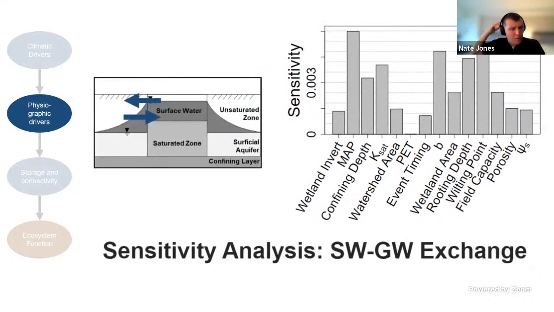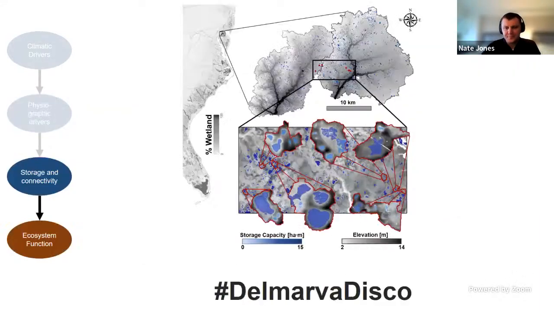And finally, we're looking at lateral fluxes, so water moving from the wetland to the upland and vice versa. And in our modeling space, there was no one parameter that popped out as most sensitive, which is somewhat to be expected because these fluxes, while they're very important, are quite variable.